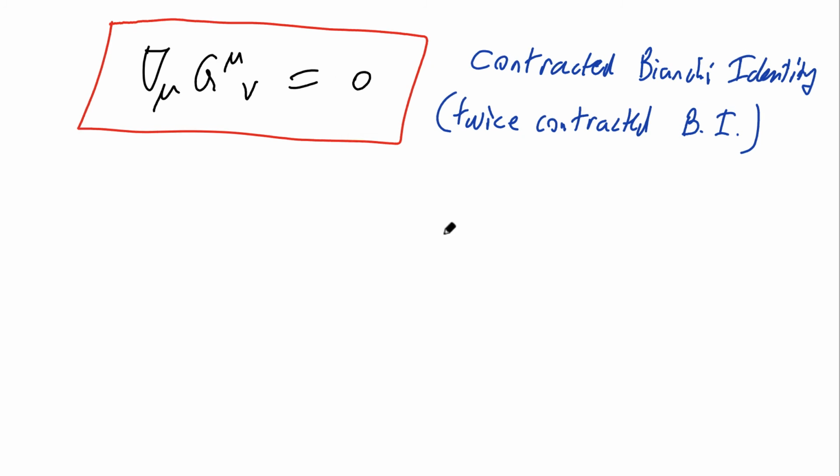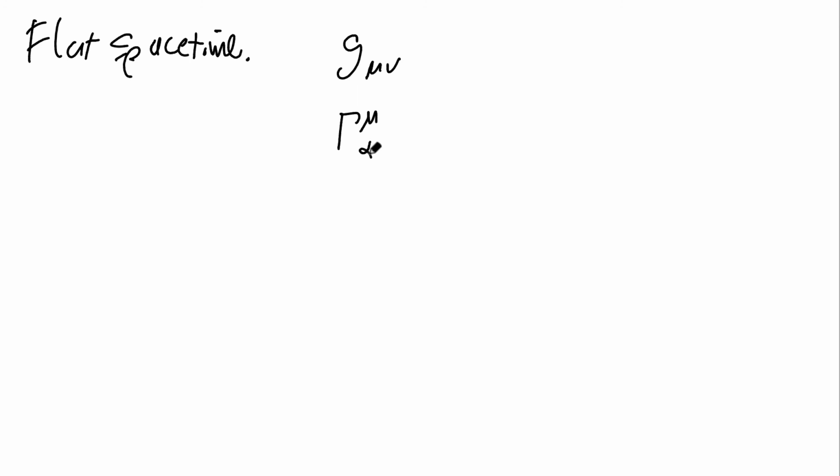Now that we understand mathematically how the curvature of a spacetime is defined, let's take a look at some specific examples. Let's begin with flat spacetime. So we first start with the metric, and from there we can compute the Christoffel symbols. And from the Christoffel symbols we can compute the Riemann tensor. And from the Riemann tensor we can form the Ricci tensor, the curvature scalar, and the Einstein tensor.